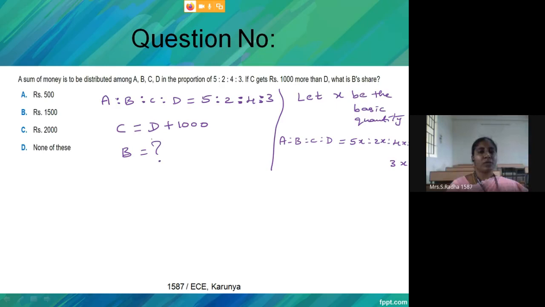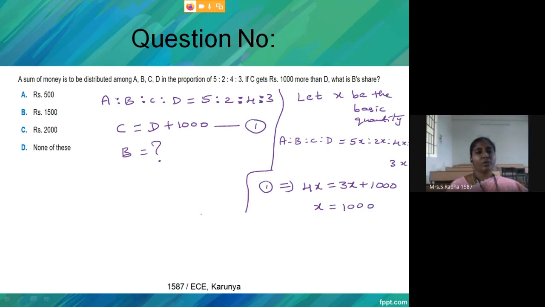Now what we will do? We will take this as equation 1. Using this in equation 1, what will happen? C is nothing but 4x. It is equal to D, which is 3x, plus 1000 rupees. Now find what is that x value. So 4x minus 3x equal to 1000.